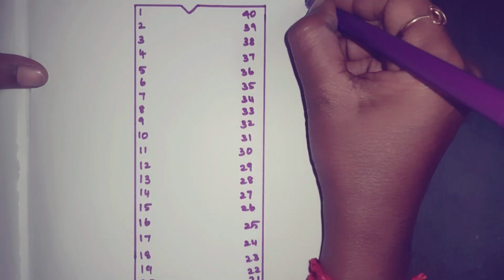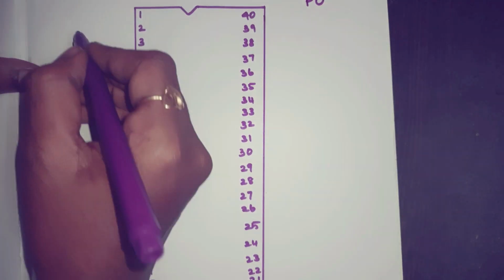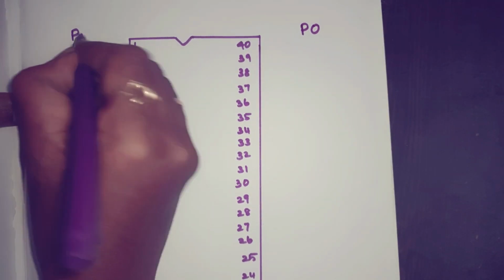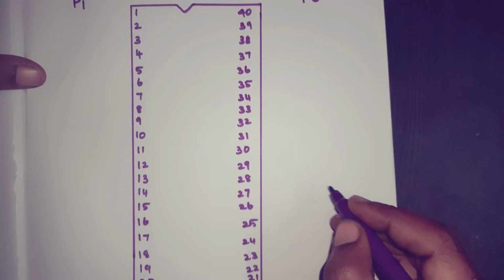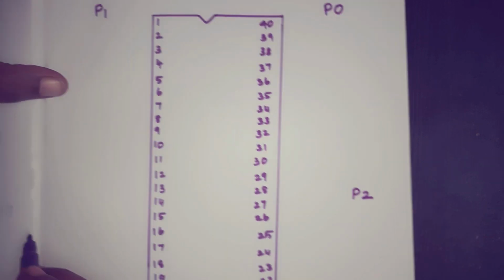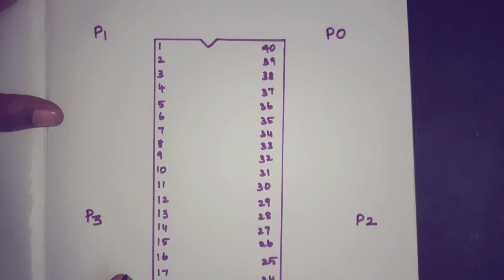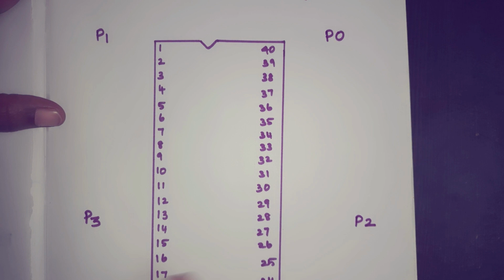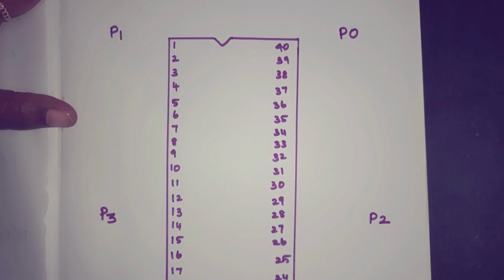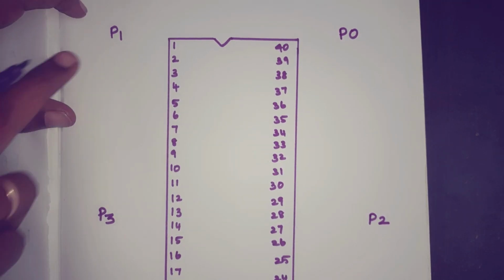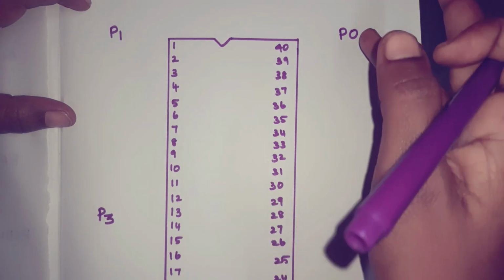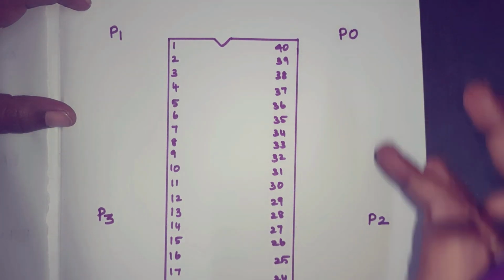First, we will fix the location of all the pins. Major part is ports. Port 0, 1, 2, 3. So start from this right side. So here port 0 and this side port 1. Here in the lower part of IC we have port 2. And in the left side lower part we have port 3. This is the location of ports. Port 0, 1, 2, 3. So from this, in the left hand side we have odd numbered ports, port 1, port 3. And in right side we have even numbered ports, that is port 0 and port 2.